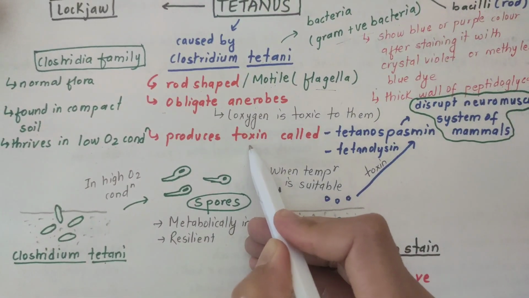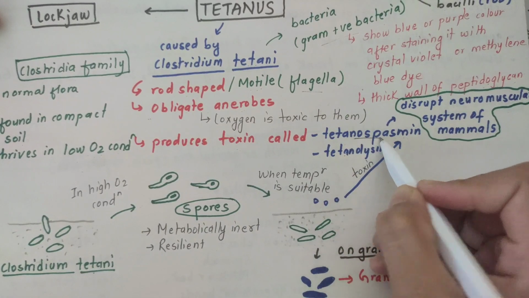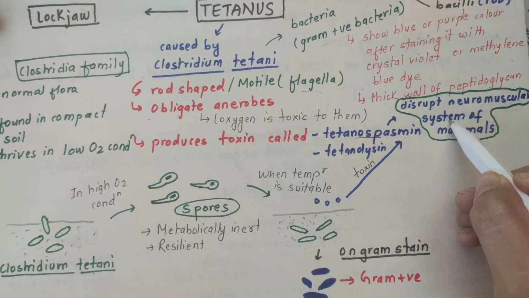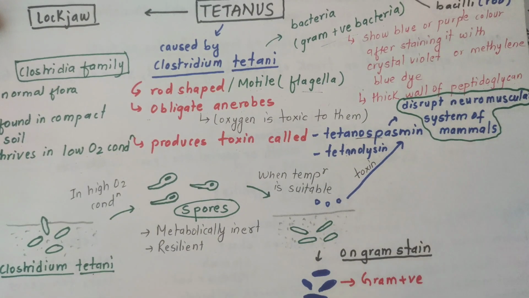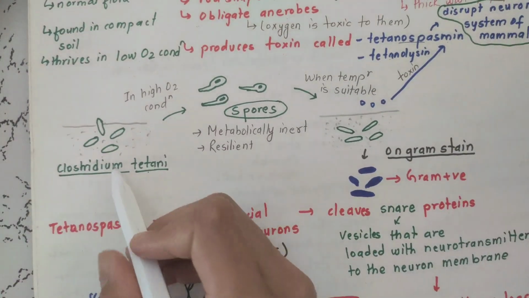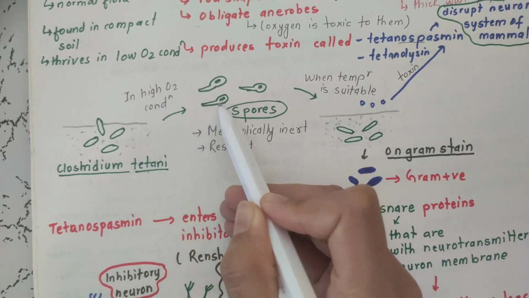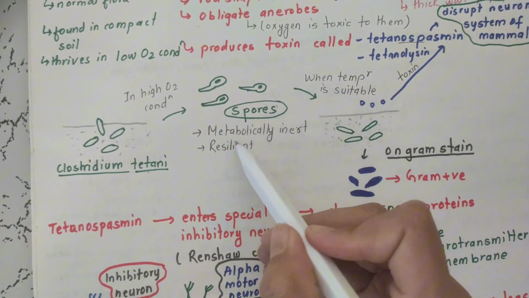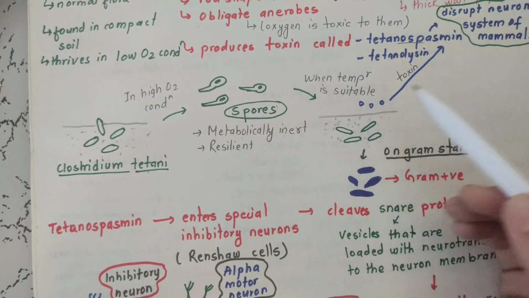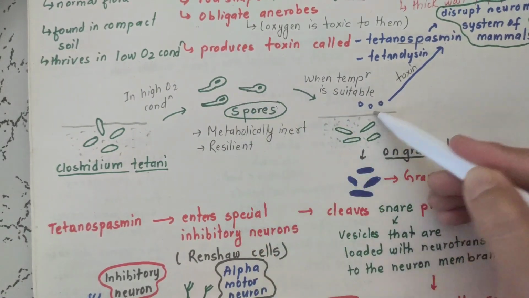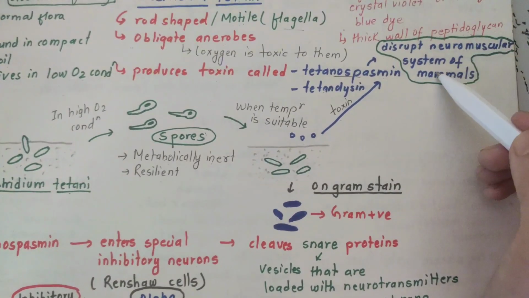They produce toxin, that is tetanospasmin and tetanolysin. This toxin tetanospasmin disrupts neuromuscular system. That is, it disrupts our neuron and muscular system. In this figure, we can see that a Clostridium tetani in high oxygen condition converts into spores. The spores are metabolically inert and resilient in nature. The spores produce toxins that are tetanospasmin and tetanolysin that disrupts our neuromuscular system.